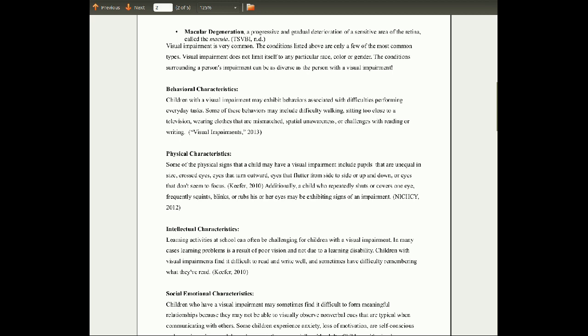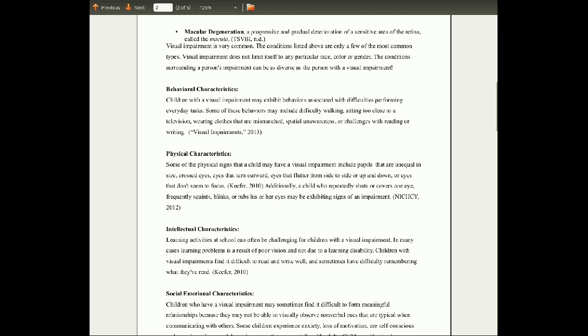Maybe wearing clothes that are mismatched. Children may experience spatial unawareness, maybe running into walls, bumping into things. Challenges with reading or writing. If you have an impairment, it's going to obviously be very difficult to write well or to read well. And some children with an impairment may have a dislike for reading. And it may be just because they're not able to see the book or the words on the pages very well. With visual therapy or corrective methods, children may actually end up loving reading.